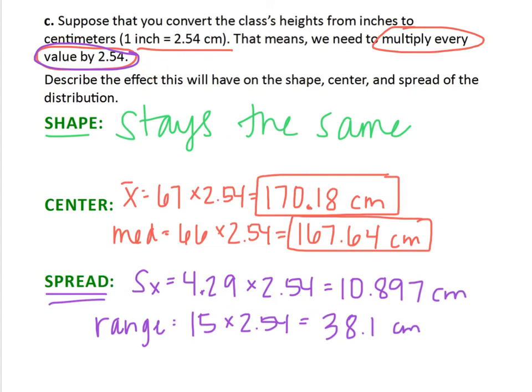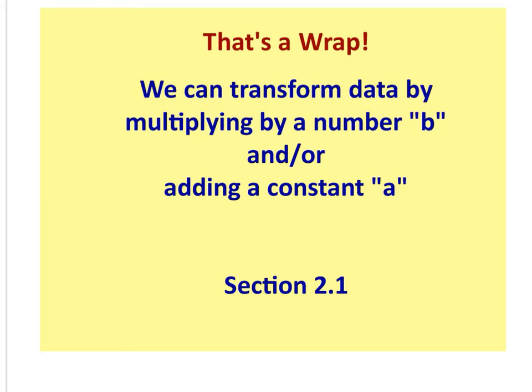So these are our notes for today. These are our big foundational notes. Key point number 1: if I add a constant, I only change the center. The shape and the spread do not change. But as we can see here, if I multiply by a value, the center and the spread are going to change.